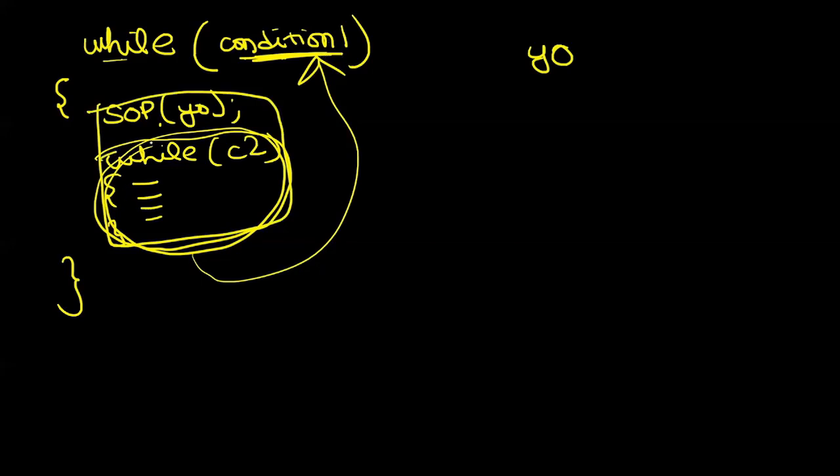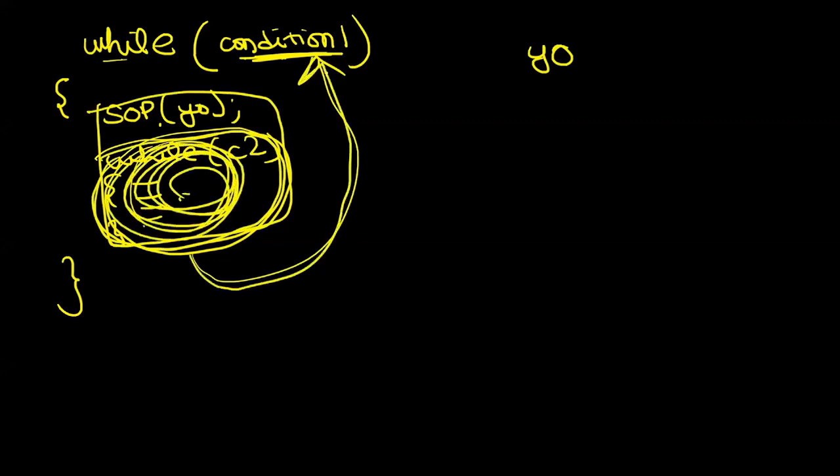So it can happen that this inner while loop might run sometimes. So this while loop will run. When this terminates, you come outside, and then you will go to the condition check again. So this is how nesting of loops actually works.